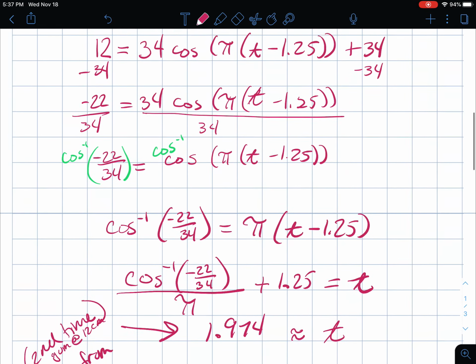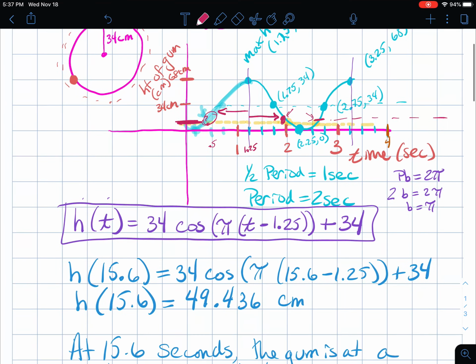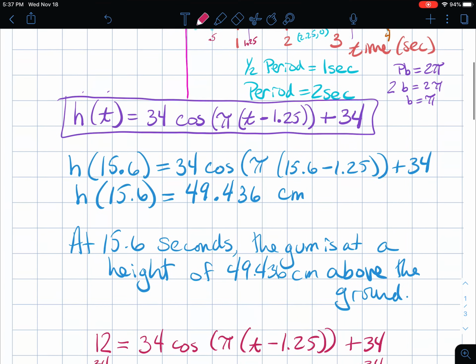But you want to make sure you don't get tricked on this and you find this guy here and then you go and try to find this next one, because this is actually not the first time. So that's where you really need to dig into the graph and understand what's happening, how long the period is, and what that cycle means.